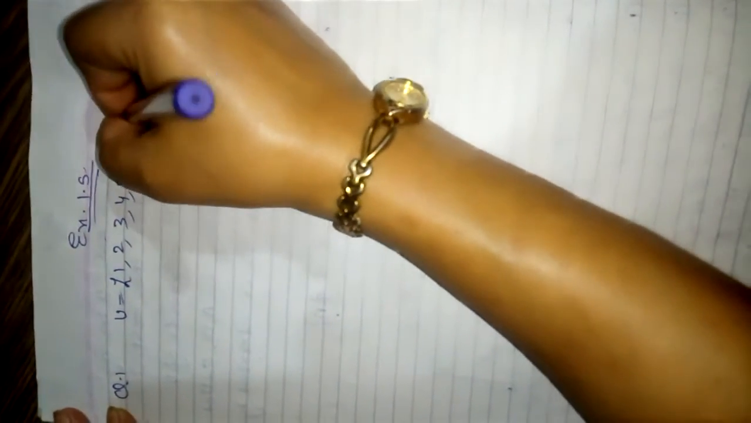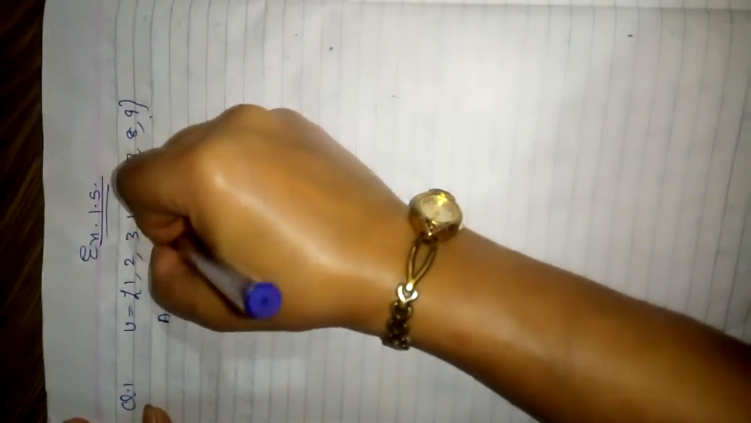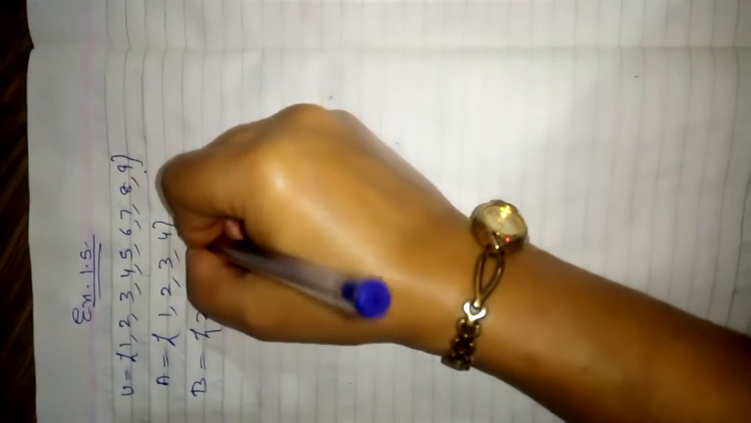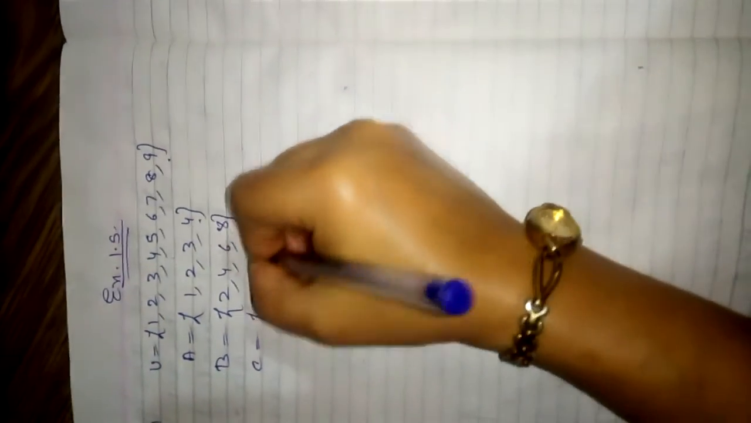Exercise 1.5. In exercise 1.5, the first question gives the set U as 1, 2, 3, 4, 5, 6, 7, 8, 9, and set A as 1, 2, 3, 4, and set B as 2, 4, 6, 8, and C as 3, 4, 5, 6.